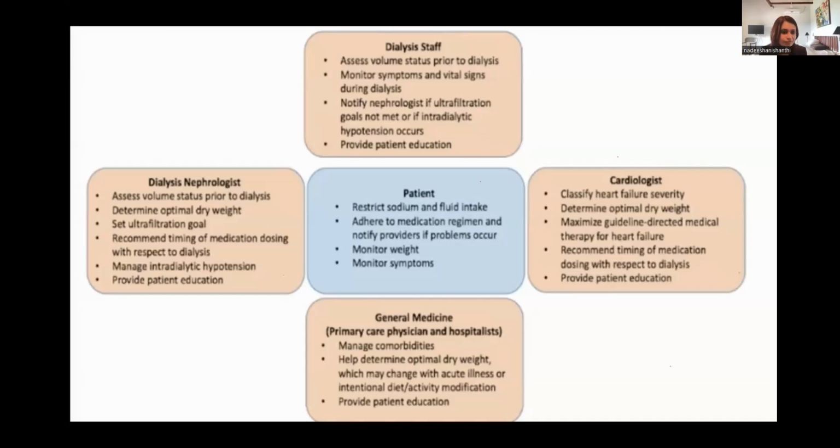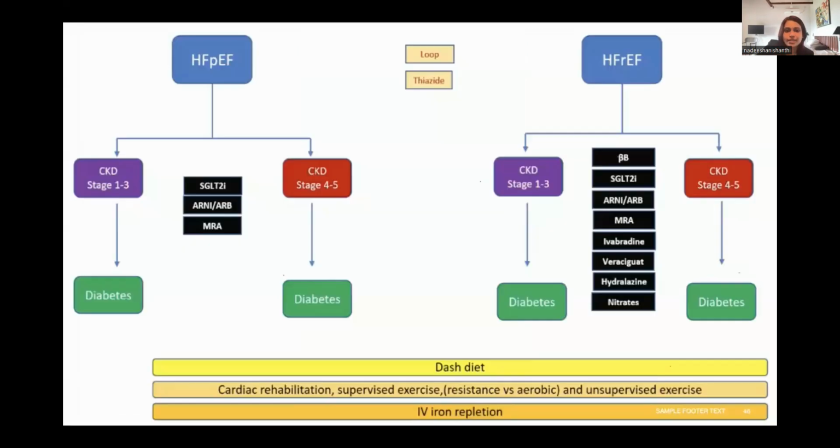As a nephrologist, we need to set an ultrafiltration goal and avoid intradialytic hypotension. When we remove the fluids too quickly, they can develop intradialytic hypotension. So a gradual reduction in removing the fluids is needed, and manage comorbidities, as it will change with acute illnesses. I mainly focused on heart failure with preserved ejection fraction: SGLT2 inhibitors, ARNI or ARBs.